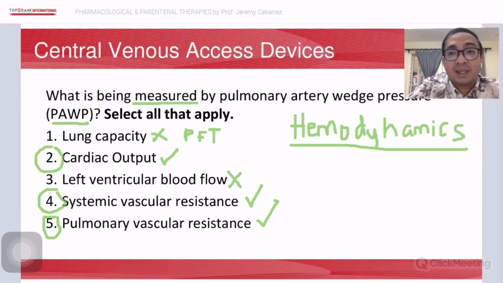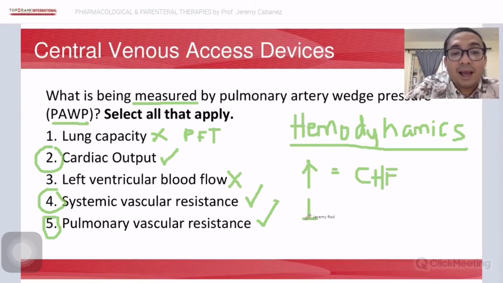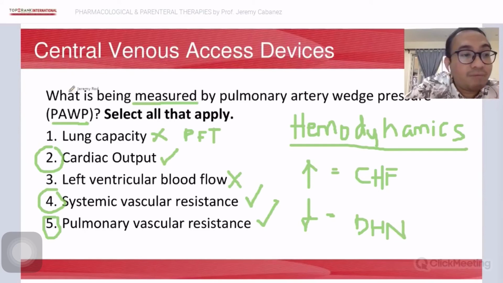Kapag mataas ang PAWP, pag mataas ang pressure, it's a sign of CHF. Tatandaan, pag mataas, it's a sign of CHF, congestive heart failure, or known as hypervolemia. Pag mababa naman, ang ating PAWP is a sign of what? Of dehydration. Okay, so yan po yung tinatawag nating monitoring of PAWP. So okay na tayo dyan ha.